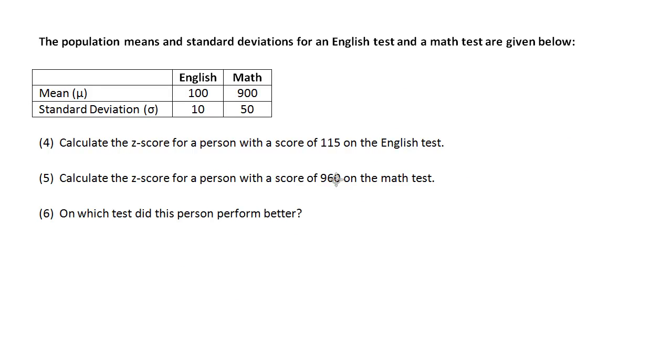The population means and standard deviations for English tests and math tests are given below. Mean for English test is 100. Mean for math test is 900. And the standard deviation for English is 10. The standard deviation for math is 50.